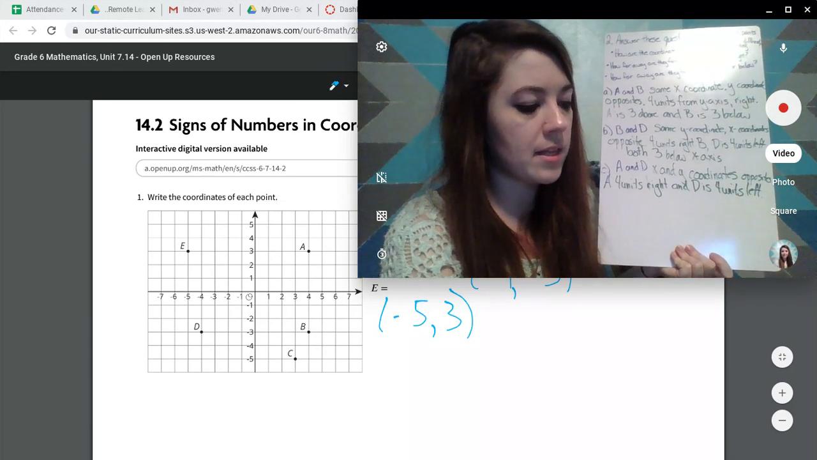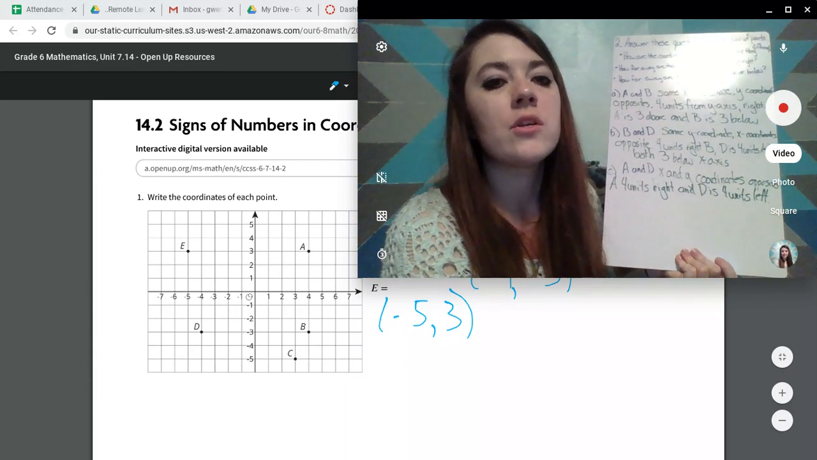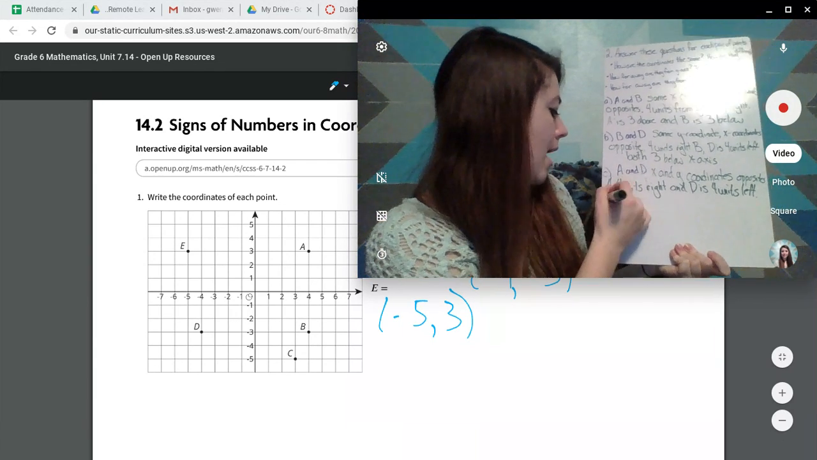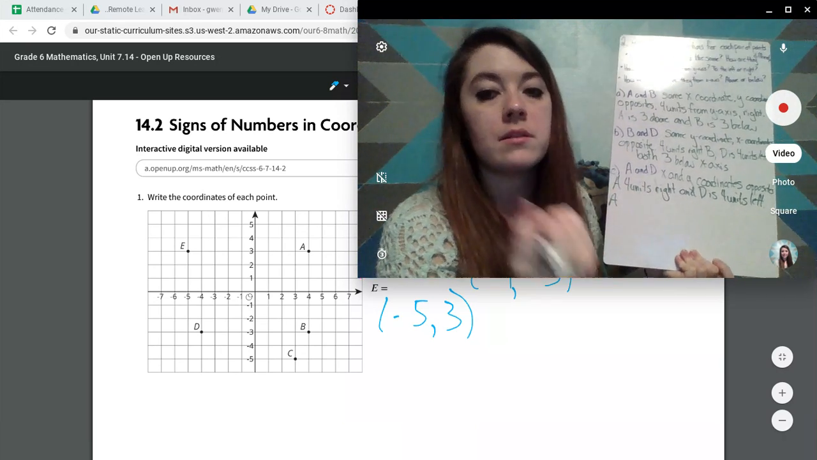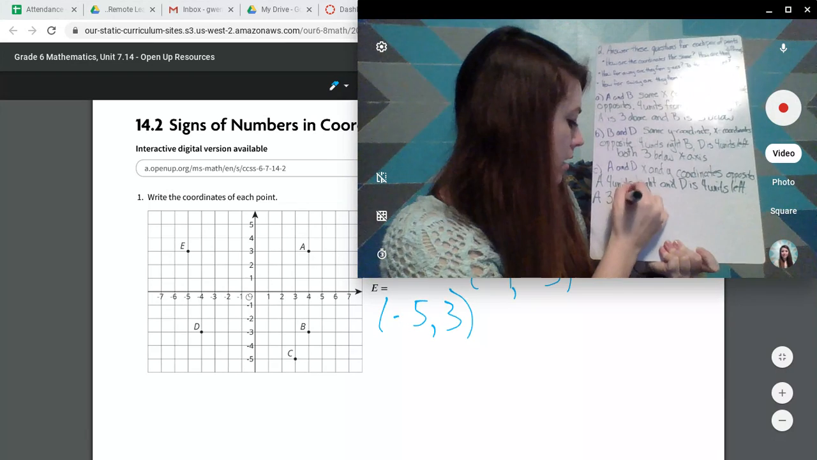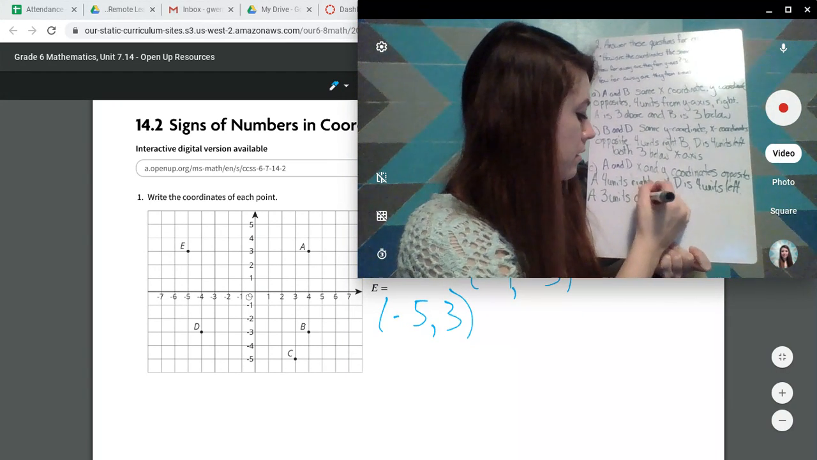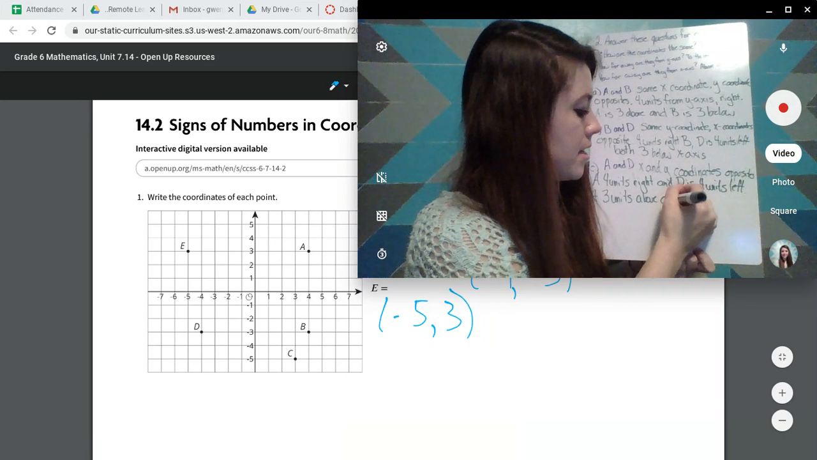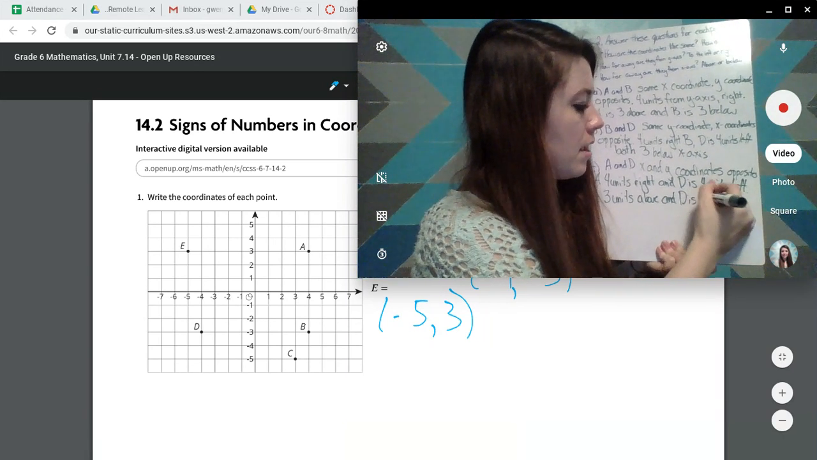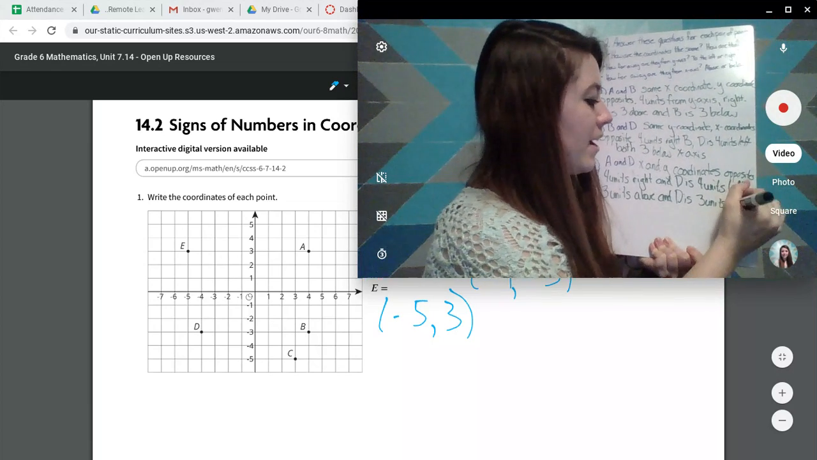And the last part of this is how far are they from the x-axis? Remember, that's our y values. So once again, they're opposites. So A is, what was our y coordinate? 3. Excellent. So 3 units above or below? Above. And D is 3 units below. Excellent.